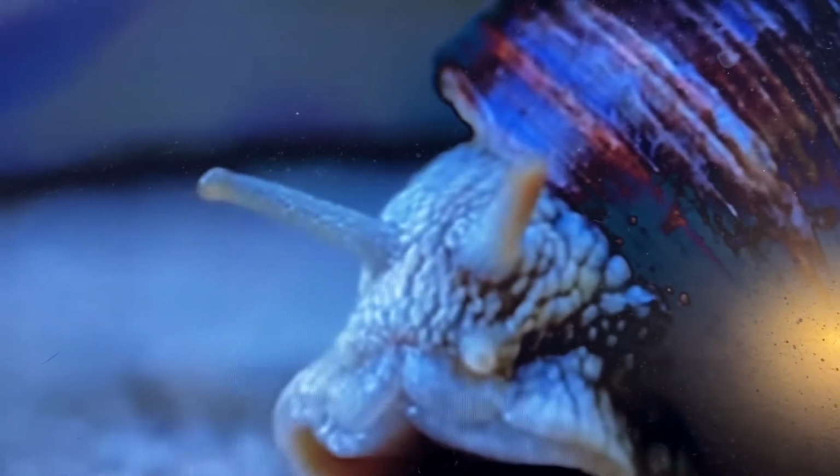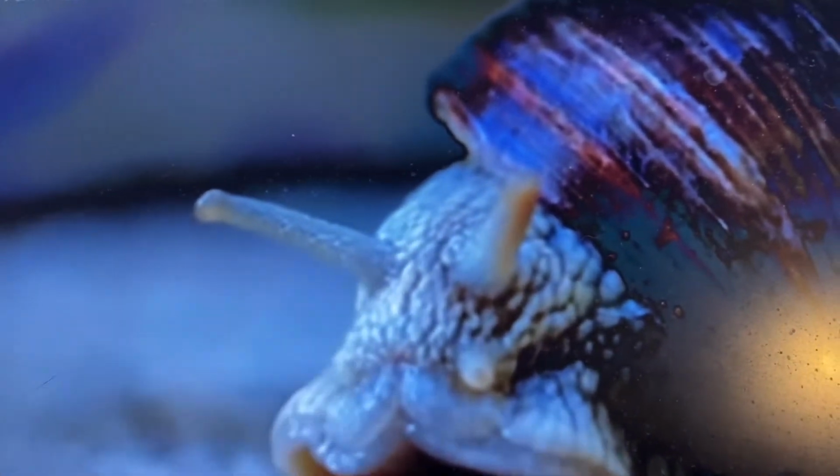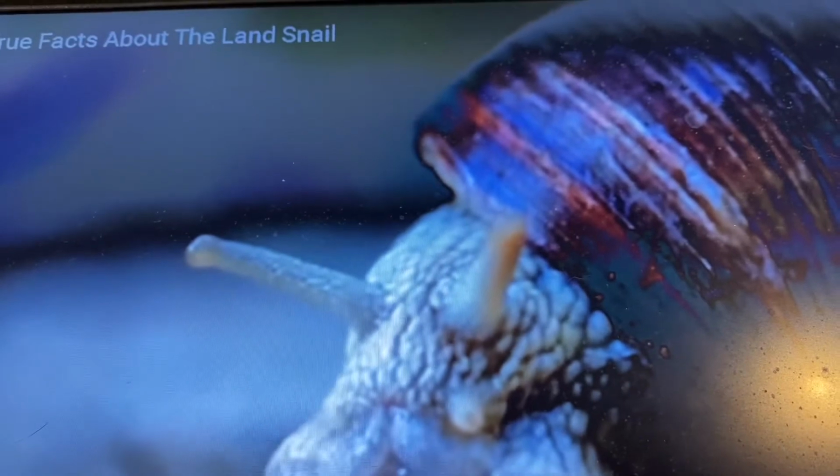Hi, scientists. Today we're going to be learning about the land snail. Take a look at this guy.